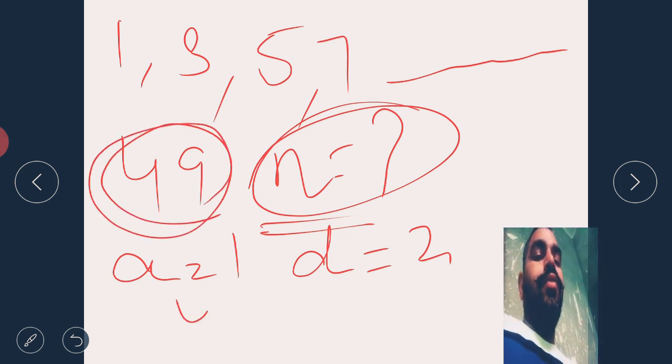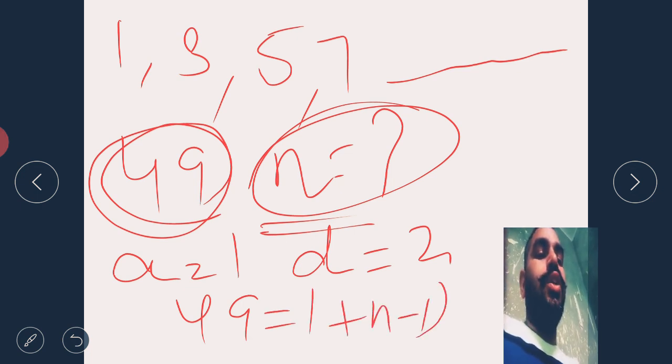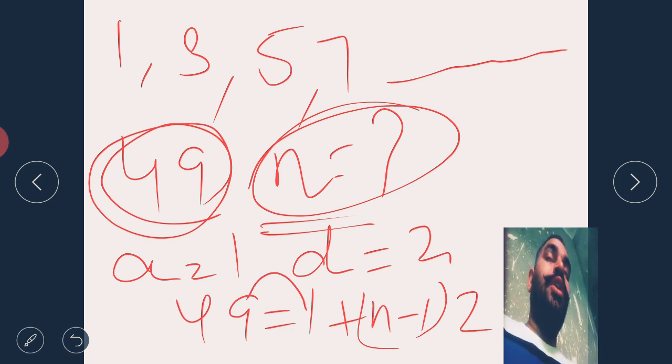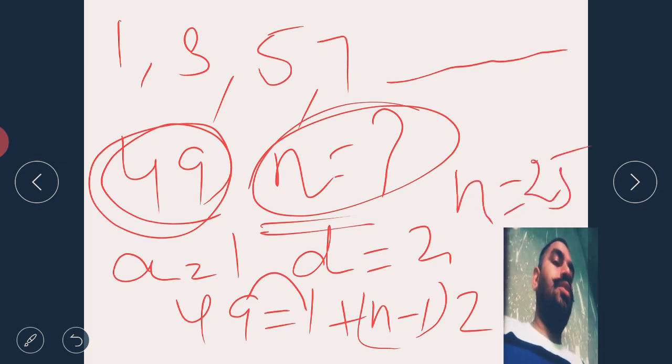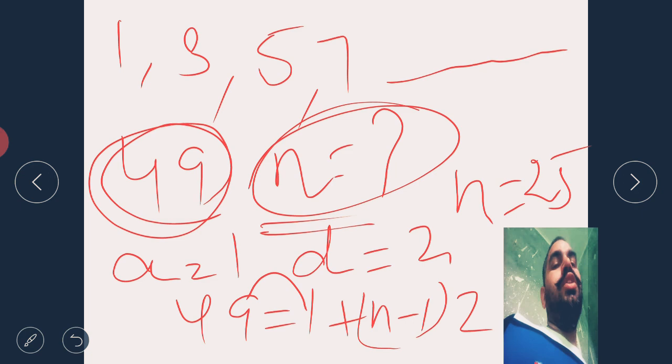Take 49, 49 is equal to a, 1 plus n minus 1 into d, which is 2. So transpose this, 48, 48 divided by 2 is 24, 24 plus 1, n is equal to 25. Are you getting or not? So with n as 25 you can find out the sum of these terms.